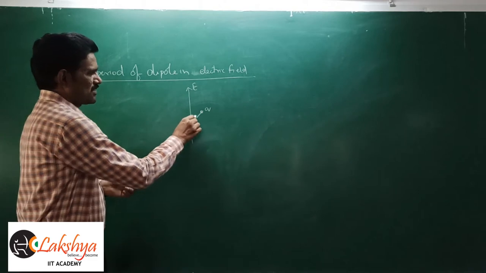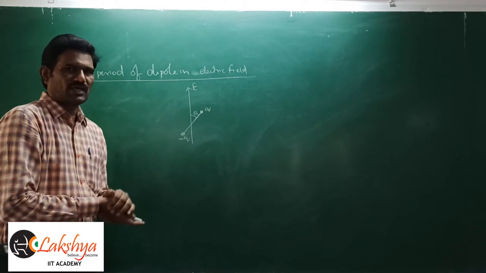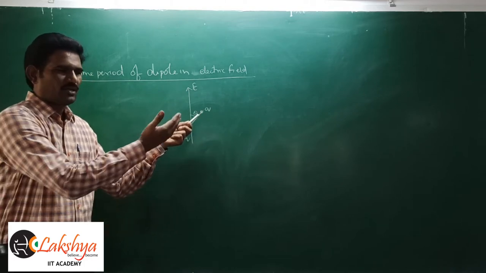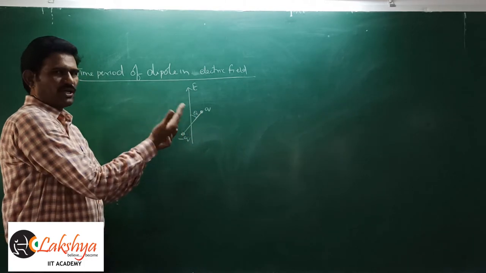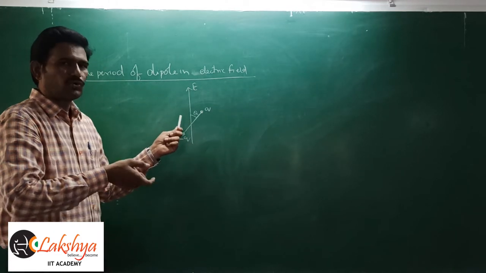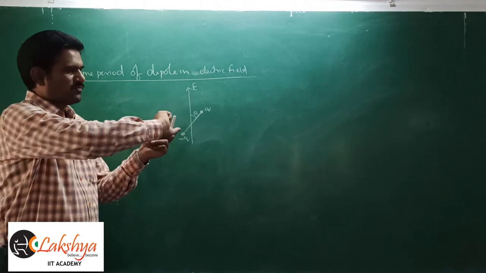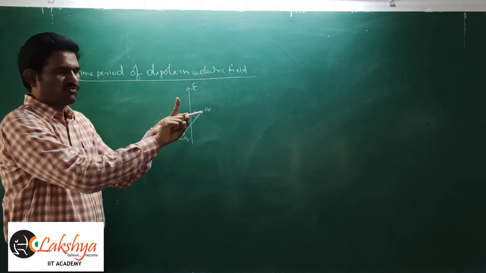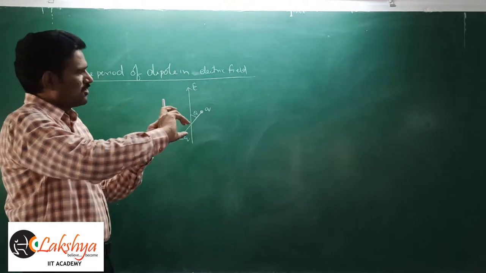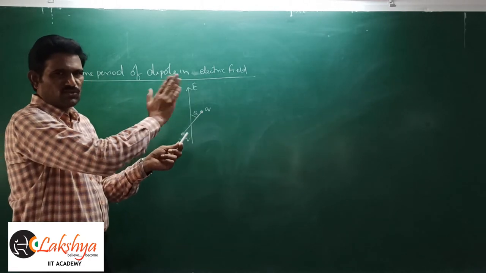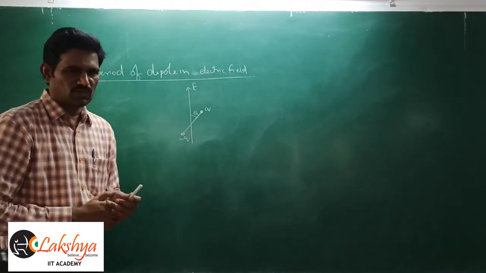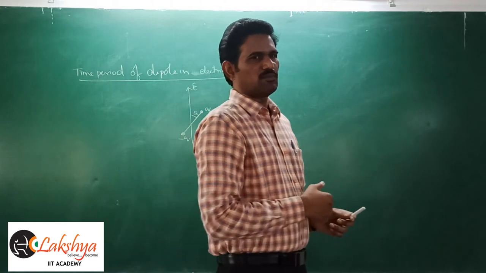Now it is displaced slightly to this position, through a small angle theta, and then released. If it is released from this position, then what will happen? Because of this torque, automatically the dipole will come back into the direction of this field. Right? That torque is nothing but a restoring torque. Whenever you displace the dipole from the direction of the field, it will come back to this direction. And when you release it from that position, it will execute simple harmonic motion. It will oscillate like this. If that theta is small, then you can consider it as simple harmonic motion.